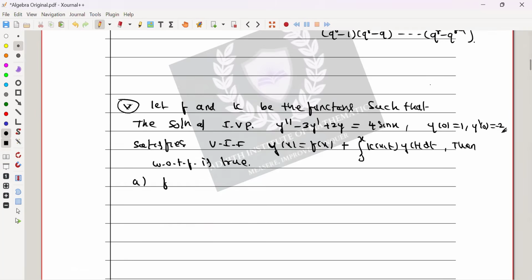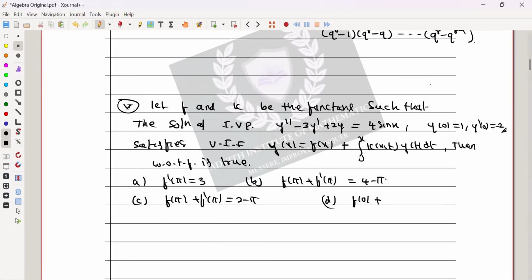Options are: f prime of pi is equal to 3. Option B, f of pi plus f prime of pi. This is not a wrong question anukunta, options part C lo ichchinattundi. F of pi plus f dash of pi is equal to 2 minus pi, and option D, f of 0 plus f dash of 0 is equal to minus 4.